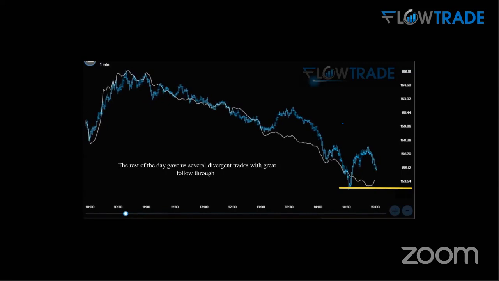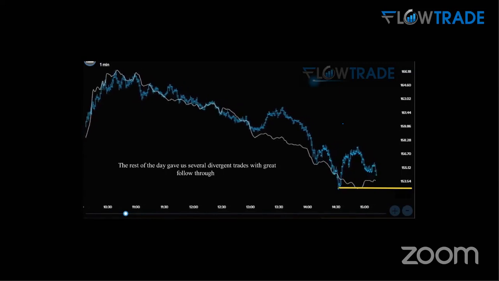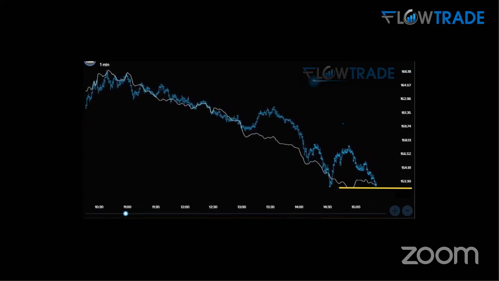So a lot of people would get caught in that thinking that it's going to start moving back up, but the range is still there. So we're looking for that range to trade out. And again, we're roughly 99.2% with these divergent ranges of trading back out.